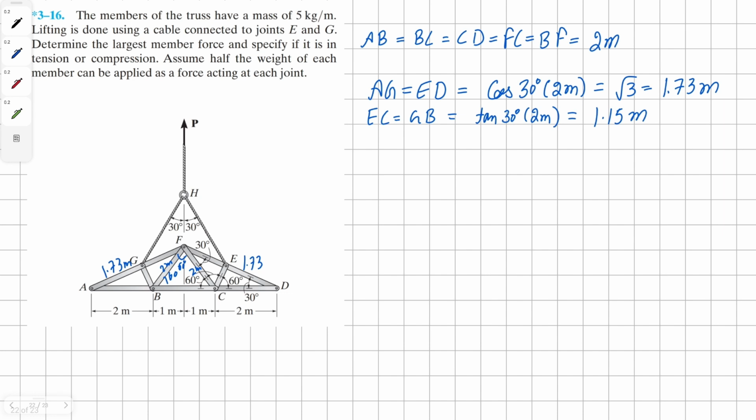Looking at this structure, we know that the left-hand side of this truss is the same as the right-hand side, and we are already given member AB, member BC, and member CD, which is 2 meters. And then in the center we have equilateral triangle BCF. Knowing the properties of an equilateral triangle, all its members will be of the same length. Therefore, FC and BF are also 2 meters.